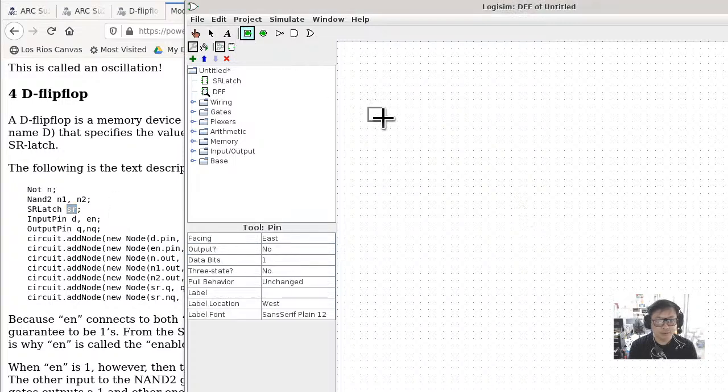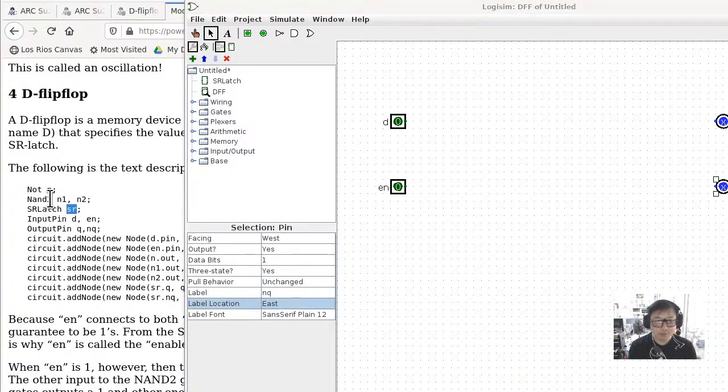So we have two input pins, but these input pins are labeled differently. One is D, which is data, and the other one is EN, which is enable. And then we got two output pins, Q and NQ, just like last time. So we got Q and NQ. All right, and then we got a whole bunch of other components.